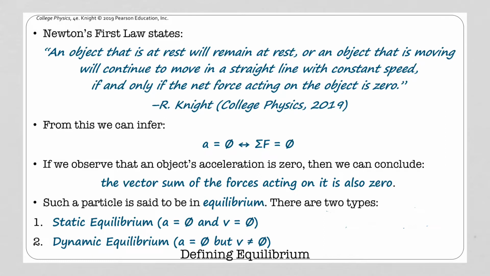Newton's first law says that an object that is at rest will remain at rest, or an object that is moving will continue to move in a straight line with a constant speed, if and only if the net force acting on this object is zero. This is one formulation of Newton's first law.